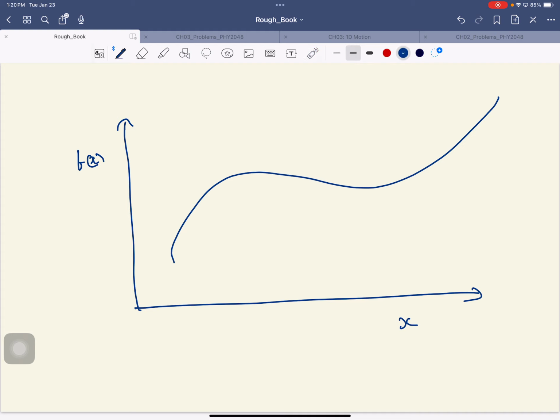The easiest way is to draw a tangent line at this point and ask for the slope of the tangent line. That tells you how fast it's growing or decreasing at that point. And that slope is df by dx.